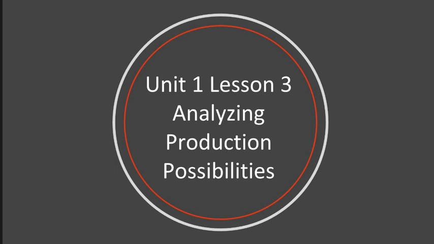Alright, hey, it's Mr. Norton, and we're going to try and knock out Unit 1, Lesson 3, which is analyzing production possibilities. We're going to be focusing mainly on production possibility curves. Depending on what you look at, they oftentimes can be referred to as production possibility frontiers. We're going to look at it in a curve form, and we're also going to look at it in a schedule form. So we'll also get into the differences between those today as well.